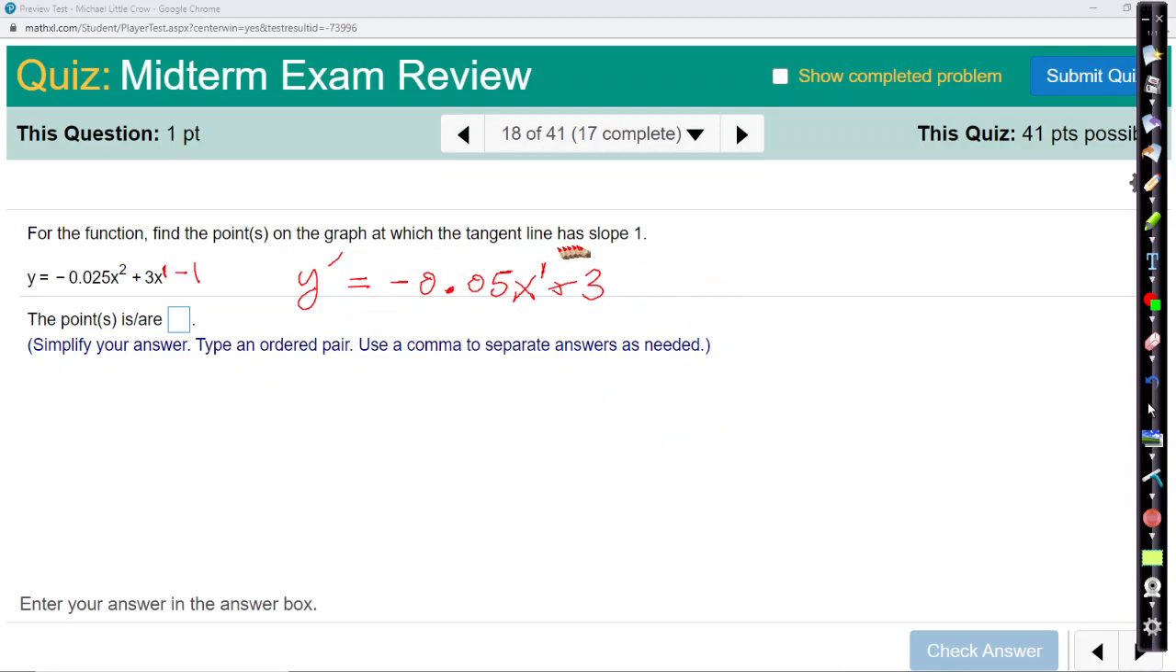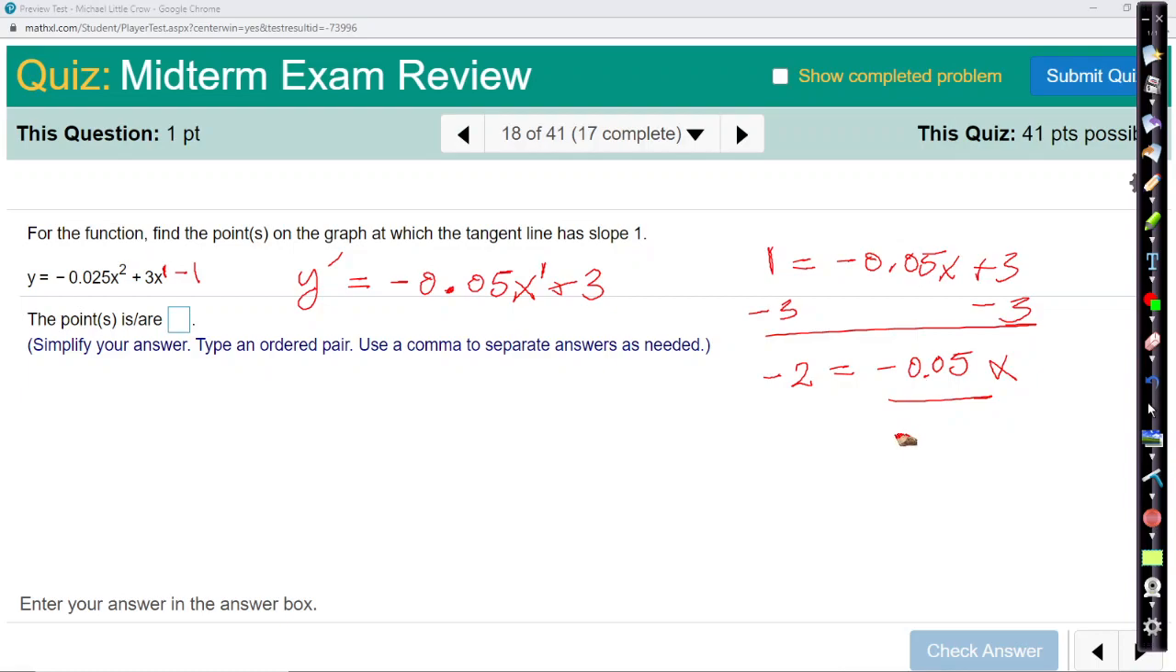So what we do is we want it to have a slope of 1, so we set it equal to 1. So we say that 1 is equal to negative 0.05x plus 3. What value will that be? Well, we subtract 3 from both sides. That's going to give us a negative 2. And then we're going to have to divide by negative 0.05.